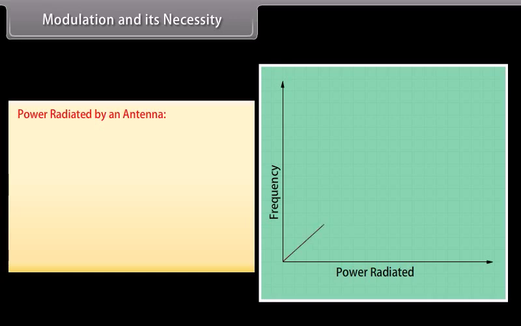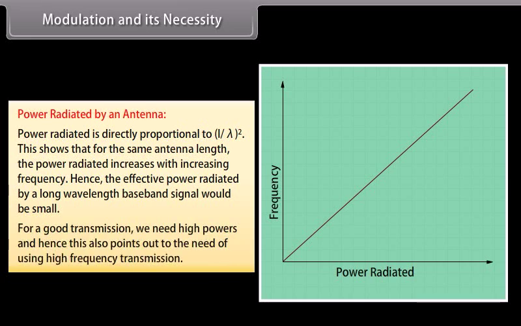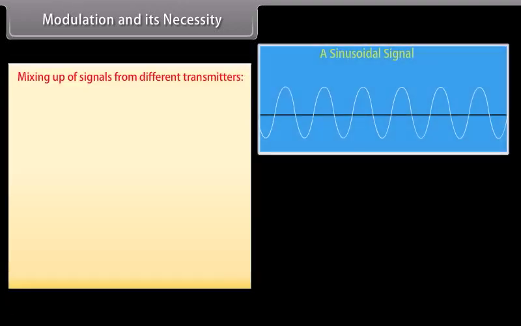Power radiated by an antenna. Power radiated is directly proportional to (L upon lambda) squared. This shows that for the same antenna length, the power radiated increases with increasing frequency. Hence, the effective power radiated by a long wavelength baseband signal would be small. For a good transmission, we need high powers, and hence this also points out the need of using high-frequency transmission.